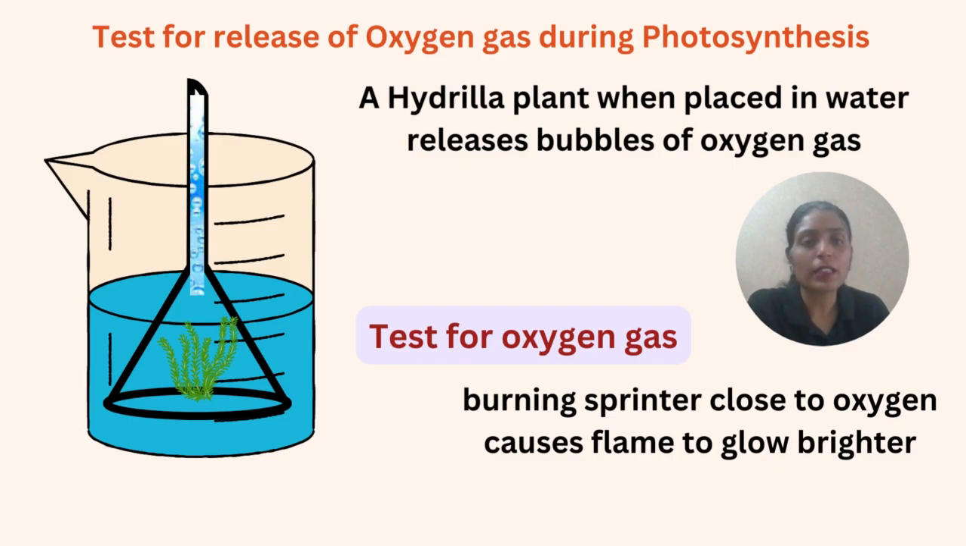Now, how can we say that this gas is oxygen gas? For that, we can test this gas. We all know that oxygen is a supporter of combustion. For this, we'll bring a burning splinter close to the gas. So it will start burning more brightly. That means it has oxygen present in it.